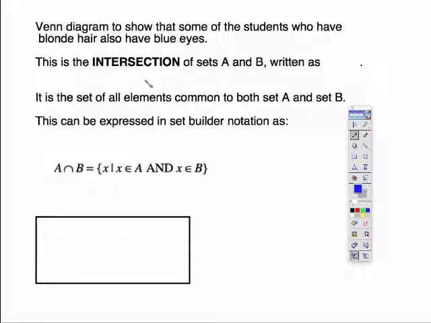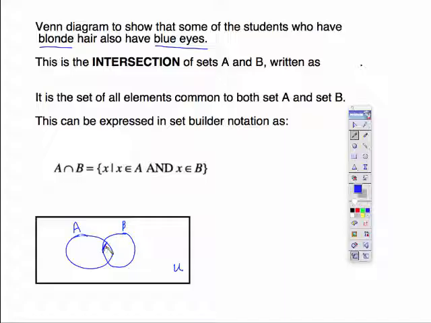The next Venn diagram is to show you the intersection of two sets, meaning we are going to have some students that have blonde hair and they also have blue eyes. Not everybody, just some with the blonde hair also have blue eyes. So we have two sets. We have our universal set. We have set A, which was the blonde students. We have set B, which is the blue-eyed. And some of the students have both.